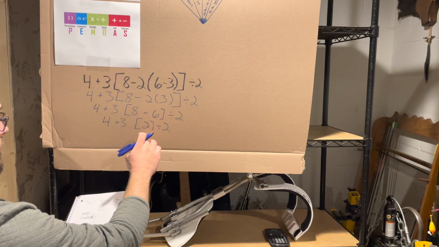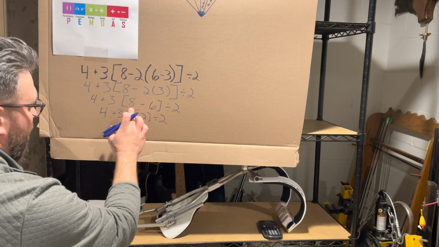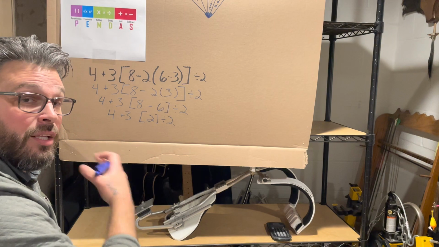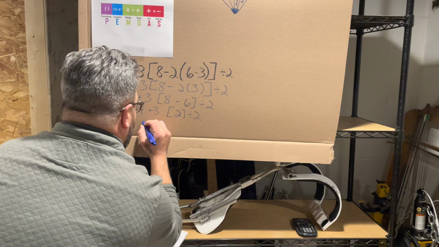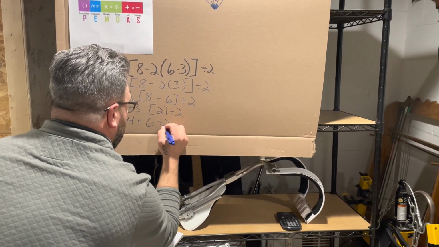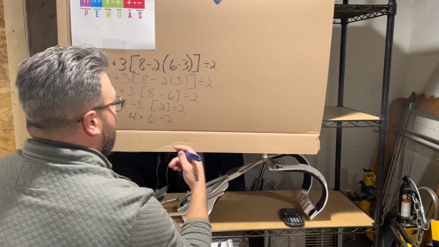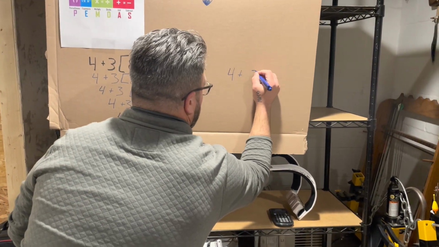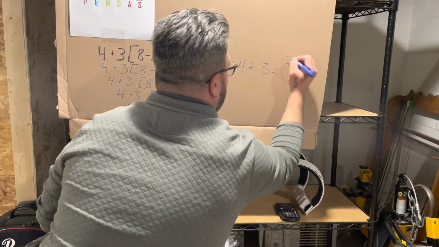Now, we have a 2 divided by 2. That's what some may think. However, this bracket does include multiplication. And remember, when we're doing an equation, we're working left to right. So it's actually 3 times 2 first. So now we have 4 plus 3 times 2 is 6 divided by 2. And now to round this off, 6 divided by 2 is equal to 3. So 4 plus 6 divided by 2 is 3. And 4 plus 3, we will have our answer of 7.